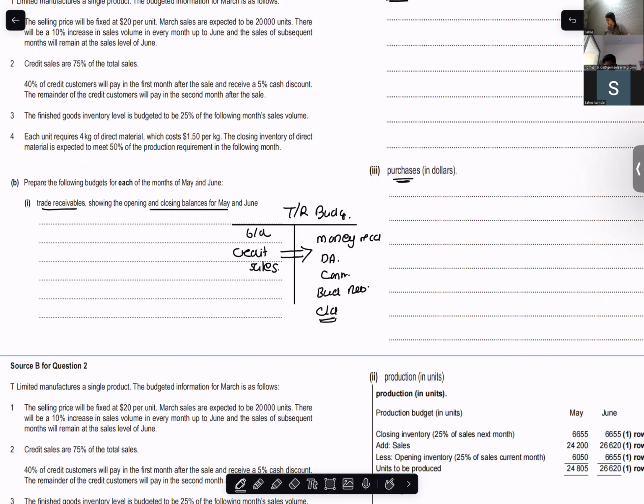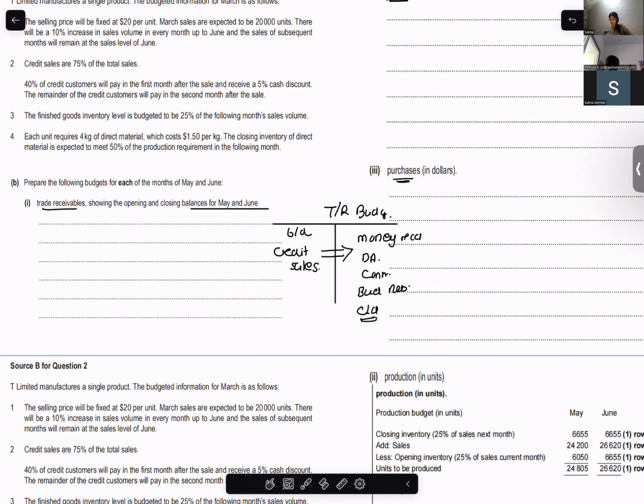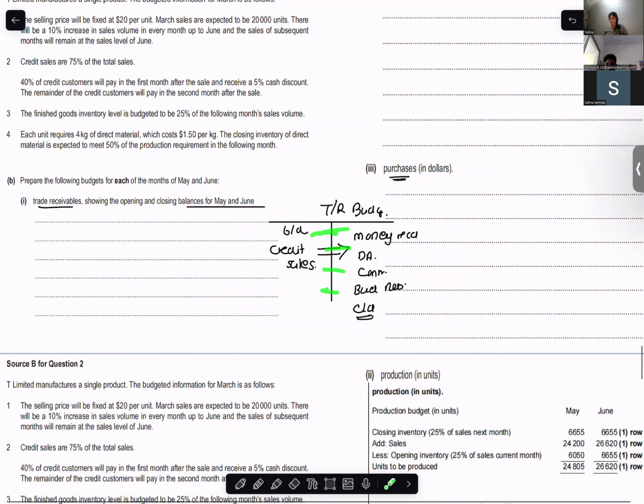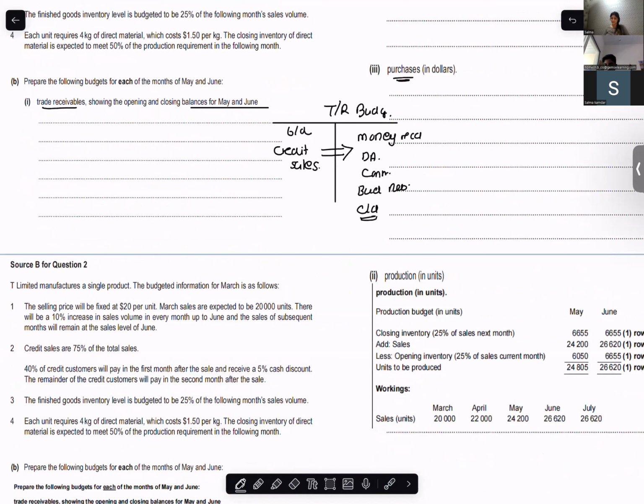So when I'm talking about the trade receivable budget, the opening balance will be on the debit side. Below that, you have credit sales. Everything else comes on the credit side. Everything else means the money that you have received, the discount that you have allowed, the contra entries, the bad debts, and even the closing balance. When I am making the trade receivable budget in statement form, the debit side minus the credit side will give me the closing balance.